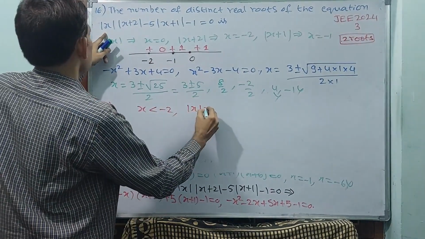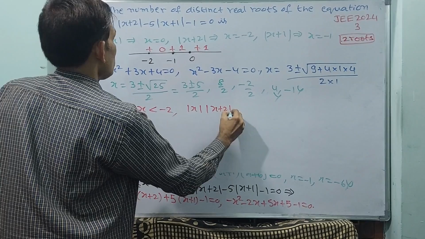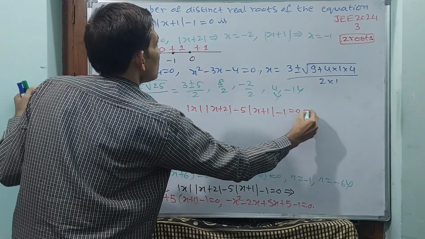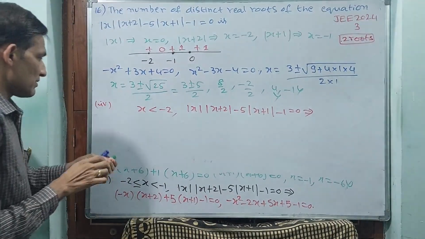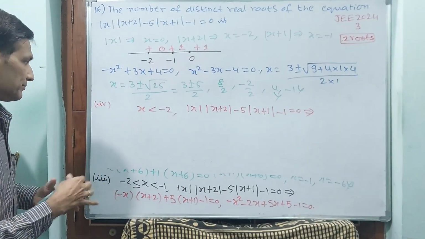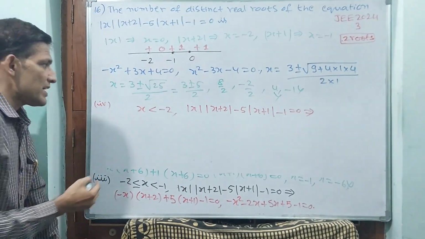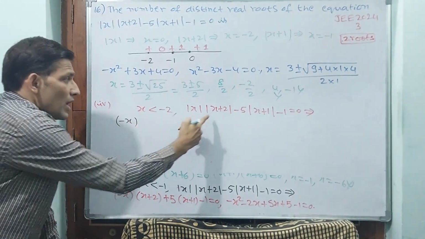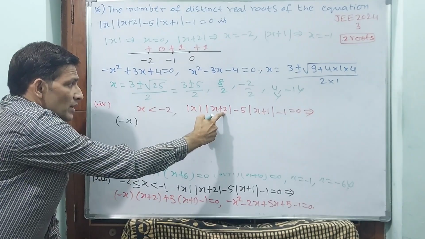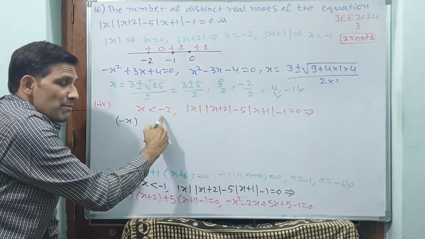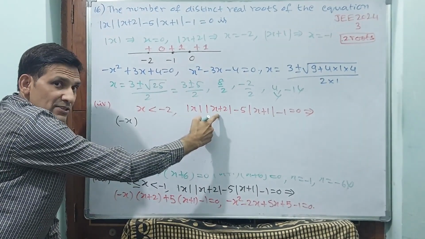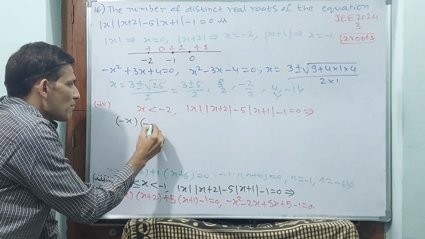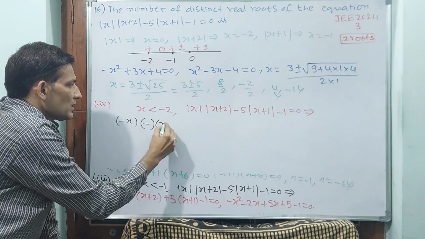You see, minus x plus 2 minus 5 times modulus of x plus 1 minus 1 equal to 0. See how we are going to change this equation. Observe carefully here. Anyway x is less than 0, so this is going to become negative, minus x. x should be less than minus 2, say minus 3. Minus 3 plus 2 means minus is going to come. That means this is going to become negative, so minus of x plus 2.